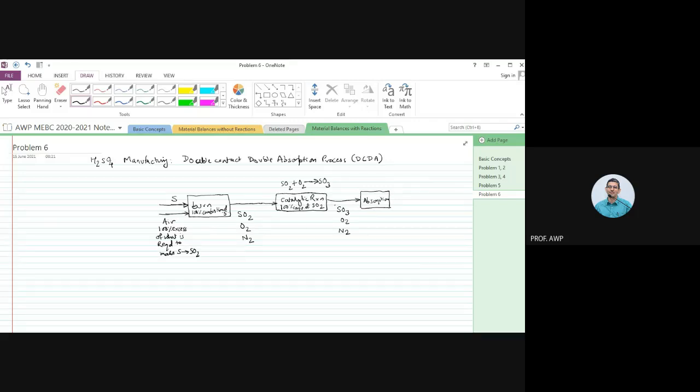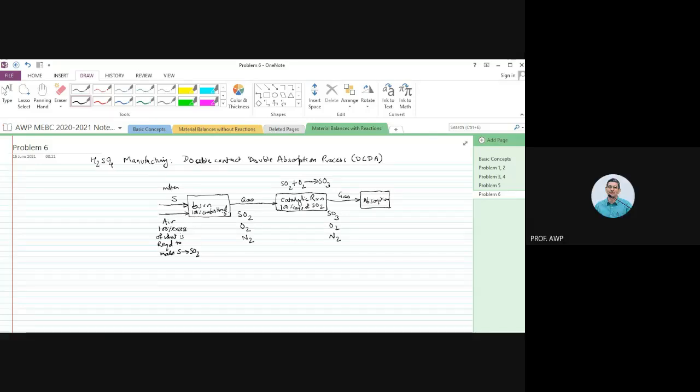This is a gas stream, high temperature. This is also a gas stream. This is molten sulfur. This is air, obviously gas, right? So far, so good. So we have to absorb in what? Sulfuric acid.